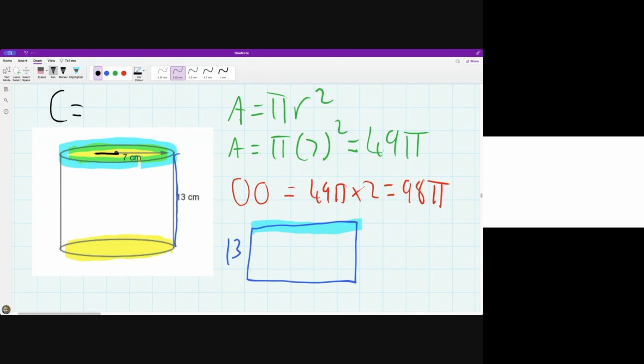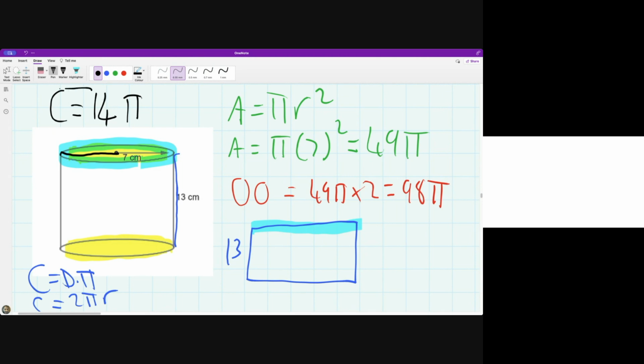Well, the diameter would be 14. If I doubled the radius, the diameter would be 14. But then the formula for circumference is diameter times pi, or 2 pi r. And 2 times 7 is 14. So what we see is that the circumference is 14 pi.